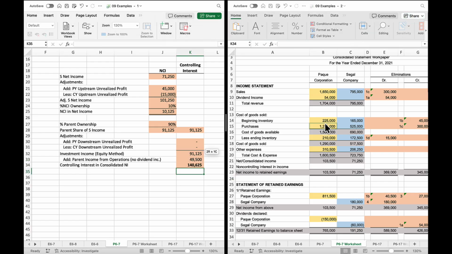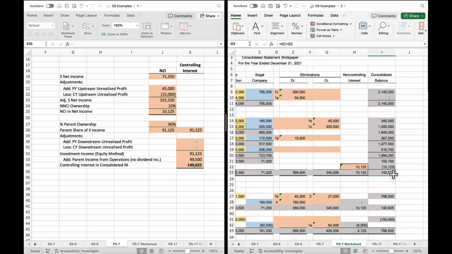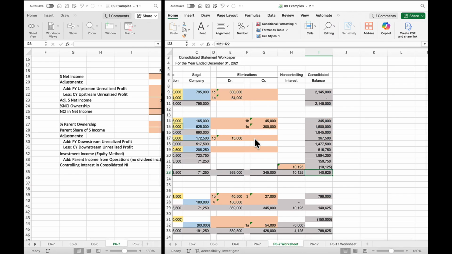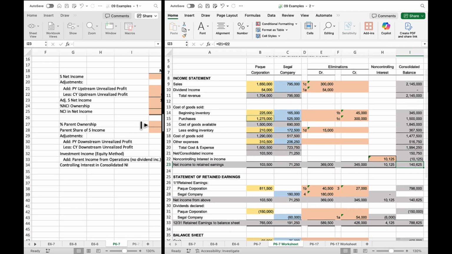and that gives us our same number that we have here in the bottom right-hand corner, the $140,625. Okay, so I'm just going to make this a little bit bigger here for a minute so you can see the whole thing. It's going to let me.